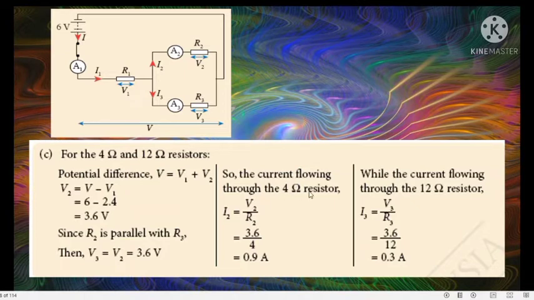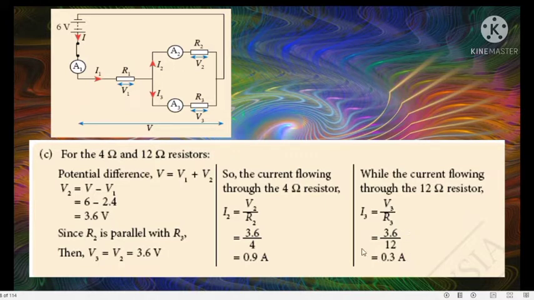So the current flowing through the 4 ohm resistor, I2, using the formula I equals V divided by R. So you can just substitute I2 equals V2 divided by R2. V2 we have calculated as 3.6 volt. Thus 3.6 divided by 4. So we get I2 equals 0.9 ampere. For the R3 12 ohm resistor, we use the same formula I equals V divided by R. I3 equals V3 divided by R3. So 3.6 divided by 12. So we get 0.3 ampere.